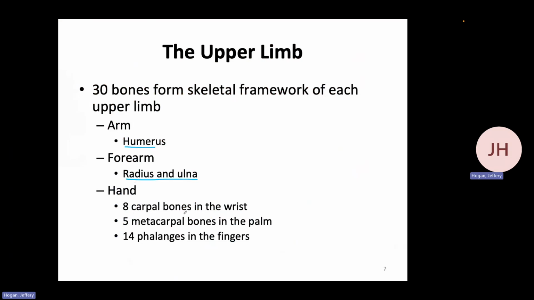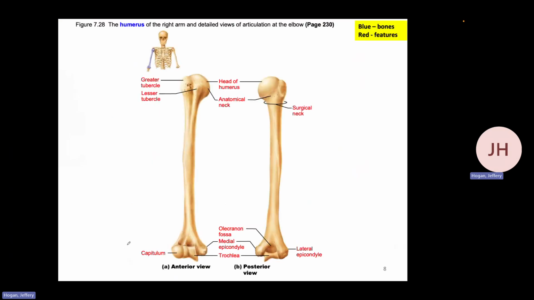And then we have 8 carpal bones in the wrist. Carpal refers to the wrist. Metacarpal refers to the bones in the palm of the hand. And then the phalanges or digits are the bones of the fingers themselves. So starting off with the humerus, we are going to see here.